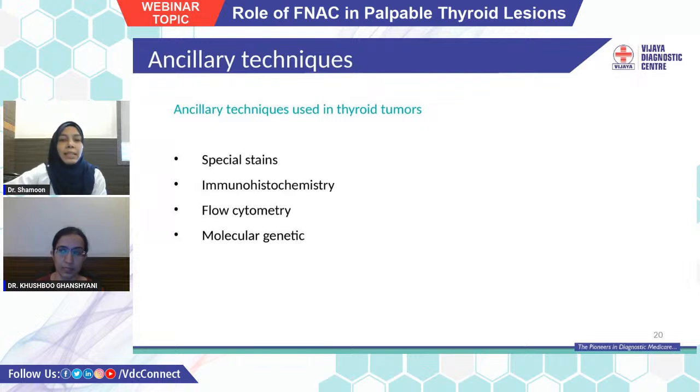Let us see what are the ancillary techniques which are used in thyroid tumors. There are certain special stains like Congo red, or immunohistochemistry like cytokeratins, etc., and flow cytometry for detecting tissue factors and enabling diagnosis. Then molecular genetics for mutations in various pathways like BRAF mutations, PI3K-AKT, etc.